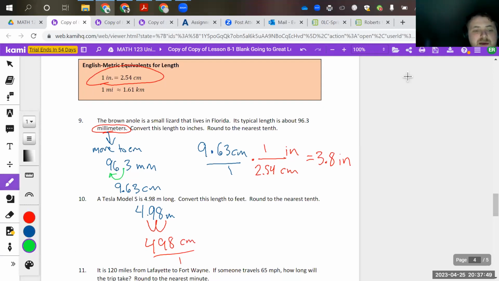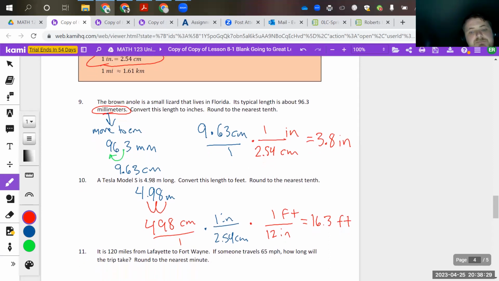all over 1. And now I want to use my dimensional analysis of 1 inch per 2.54 centimeters. So that would give me how long it is in inches. And then the next conversion for inches would be 12 inches per 1 foot. So when I multiply those together, I get 16.3 feet. Okay. So again, I recommend if you're going from metric to American Standard, you'd want to have it in either centimeters or kilometers if you can.